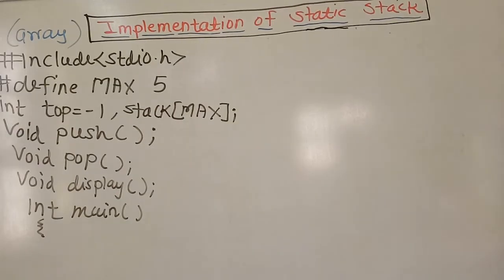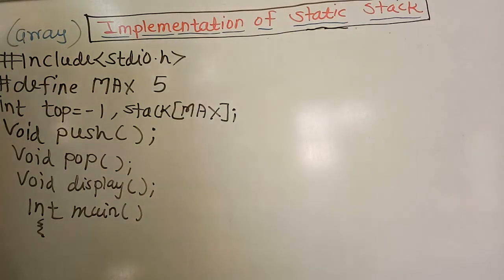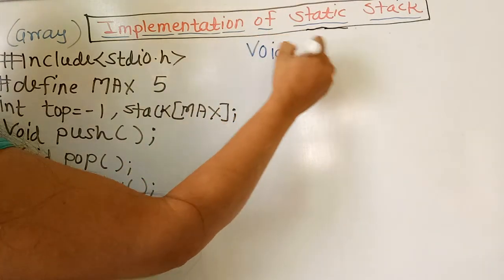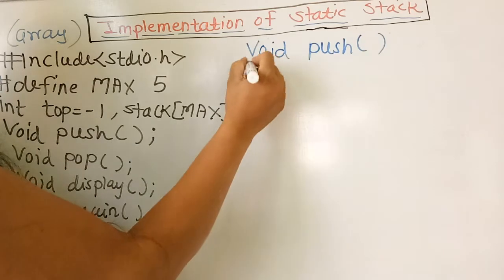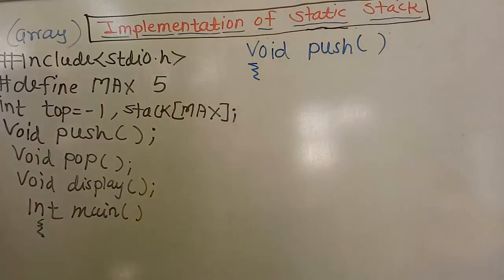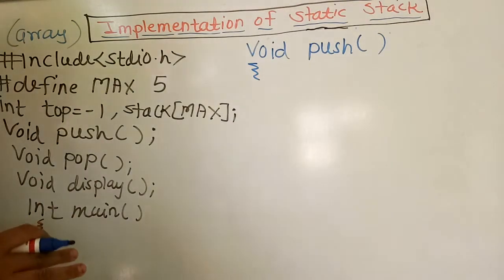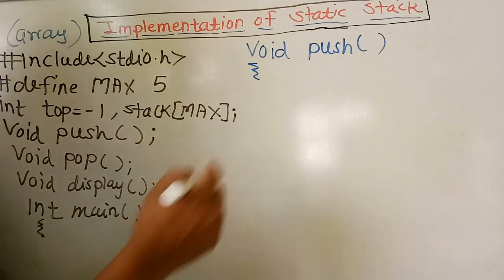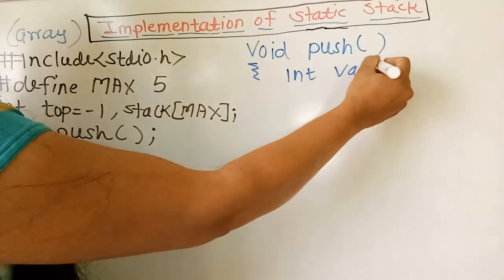Now, before going to the main function of the program, we will cover the remaining functions, that is push, pop, display. For that, we will start writing the function void push. What we have to perform in a push operation is only to insert the elements into the stack. So, for that, we will take one variable, that is an integer type value.